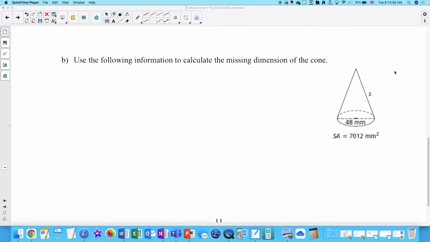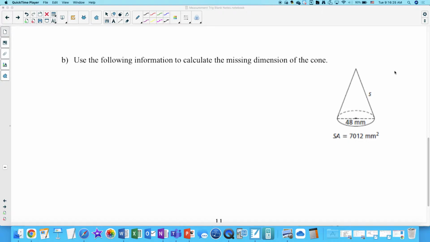We could figure out the height. I would start with something way simpler. I would look for the radius, and then I would also do something else. No, I wouldn't go there yet. I would look at the formula sheet, look at the formula for surface area, and write it down.